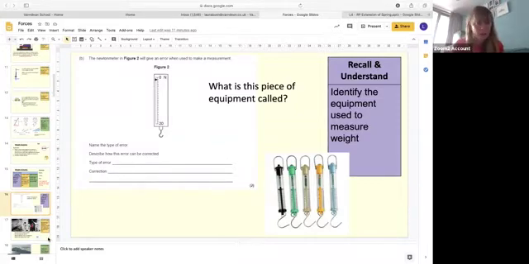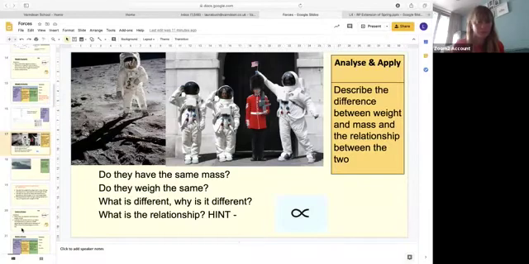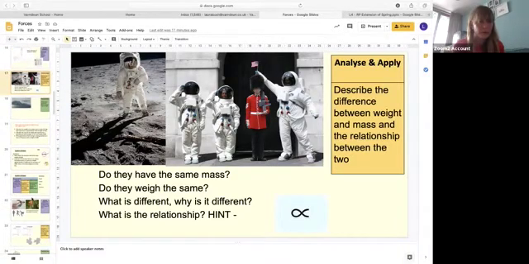Then we've got this little slide. I think, have I gone again? No, I'm here. This mathematical symbol is directly proportional. So mass and weight are directly proportional to each other.